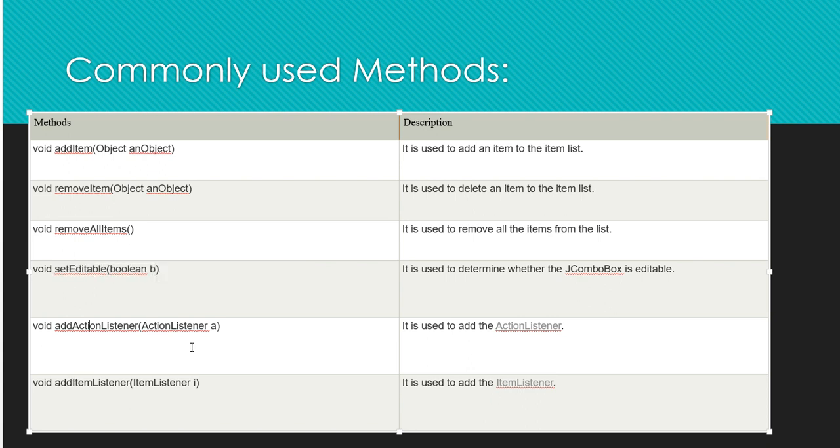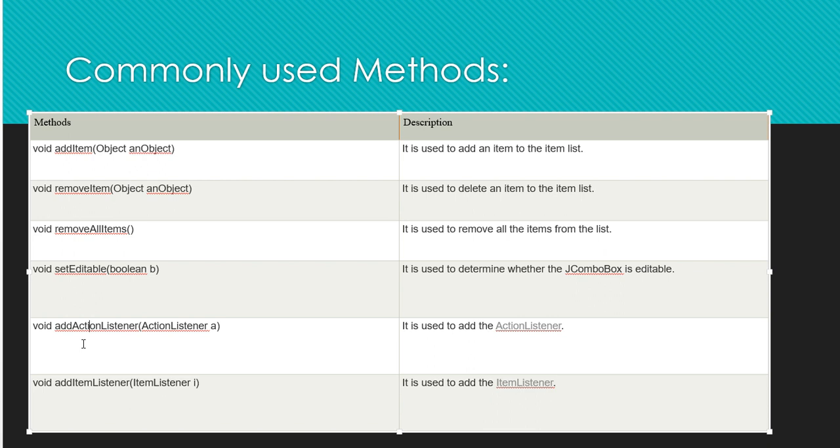Then addActionListener is used to add the listener, that is ActionListener. It means that if you perform any action, it has to be noted, and that is addActionListener. The next one is addItemListener. You can set a listener for the items also, that is addItemListener. You can understand this with the help of an example.